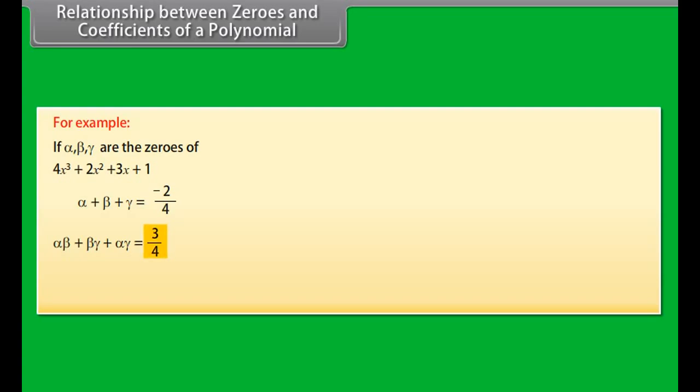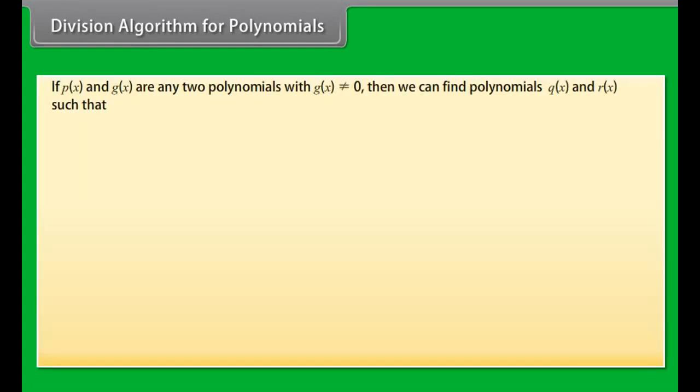Product of zeros, alpha beta gamma, is equal to minus constant term upon coefficient of x cube, which equals minus d upon a. For example, if alpha, beta, gamma are the zeros of 4x cube plus 2x square plus 3x plus 1, then alpha plus beta plus gamma is equal to minus 2 upon 4.